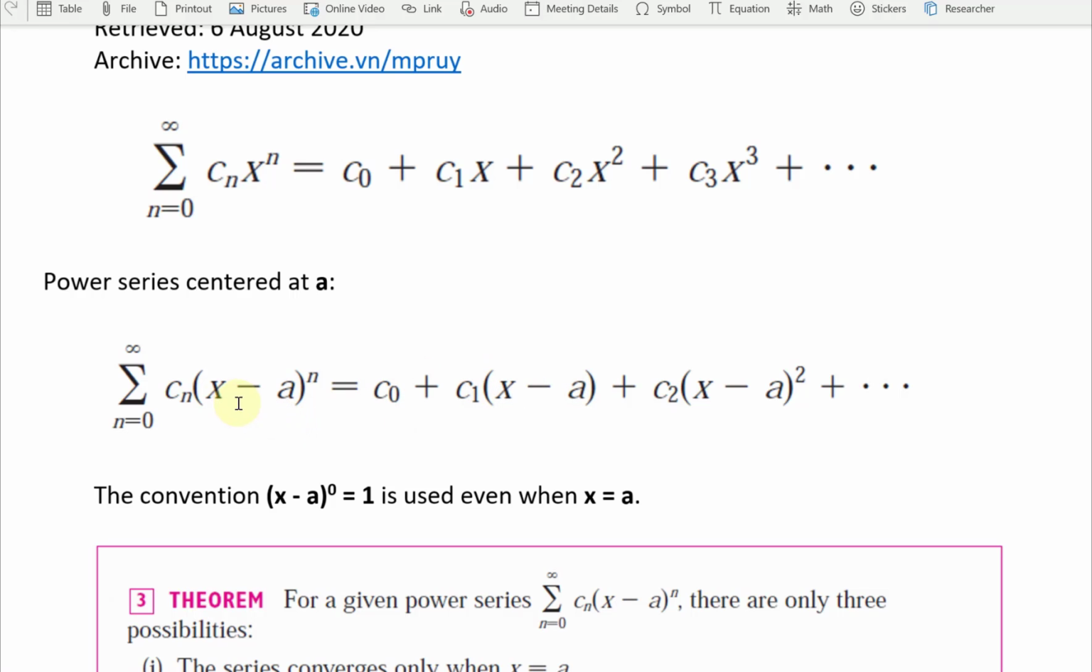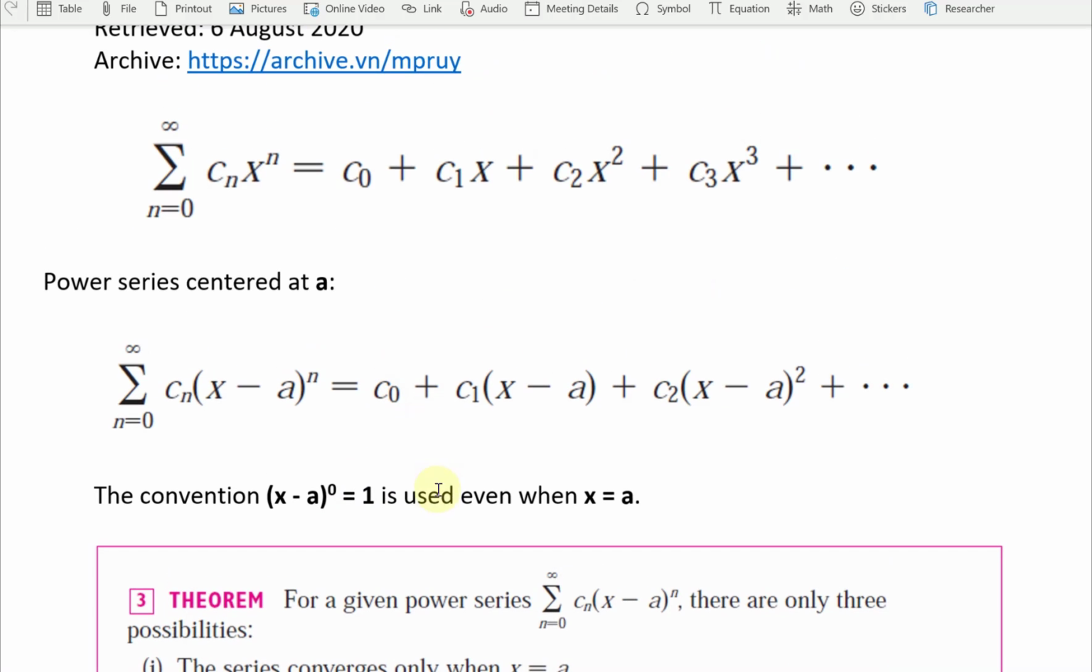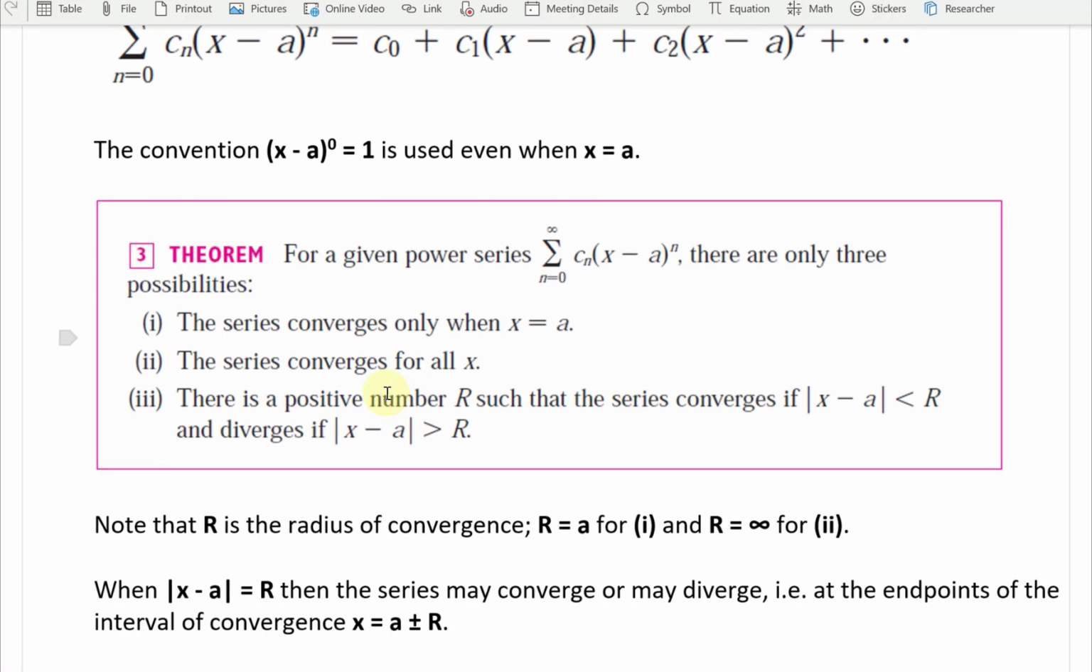The reason is that when you plug in x equals a, these terms all vanish, so all you're left with is the initial coefficient c sub 0. The convention that x minus a to the power of 0 equals 1 is used even when x equals a, even when you have a minus a to the power of 0, which is 0 to the power of 0, equal to 1. So the first term is always just 1, and you're left with the initial coefficient. Alright, let's keep going further. Remember the theorem also from earlier videos.